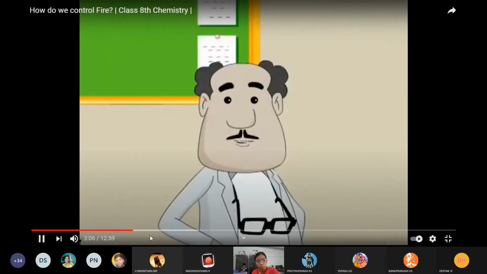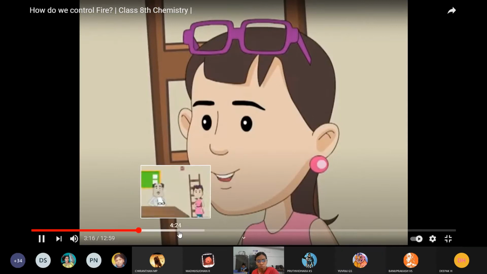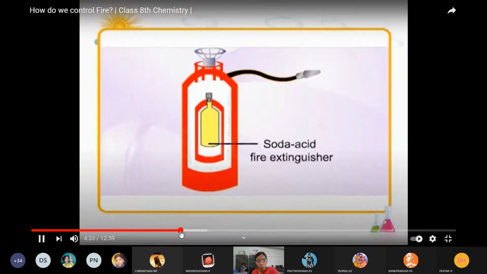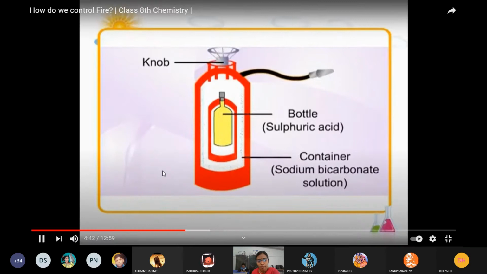And back into the real world, where we have just installed a fire alarm. Professor, I've heard a phrase often, fight fire with fire. Can you really fight fire? That is used for extinguishing fire. There are different types of fire extinguishers. The simplest is the soda acid fire extinguisher.